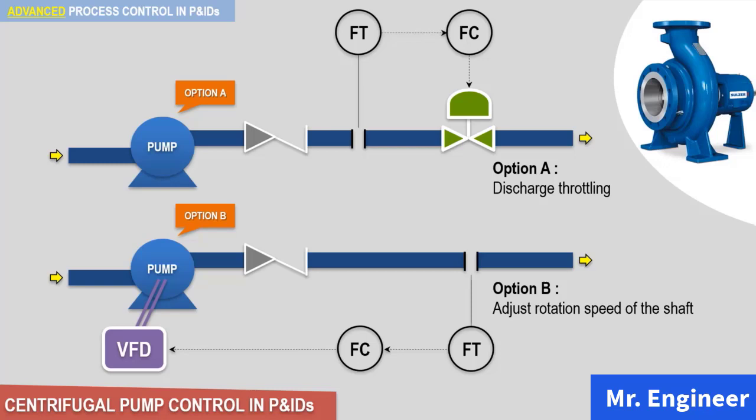So, to sum up, in option A, we basically adjust the flow of the pump by using a control valve on the discharge piping of the pump. And in option B, we adjust the flow rate of the pump by adjusting the rotation speed of the shaft. These are two completely different methods of pump control. By using a VSD, we are changing the location of the pump curve, while by using the control valve, we are changing the system curve.